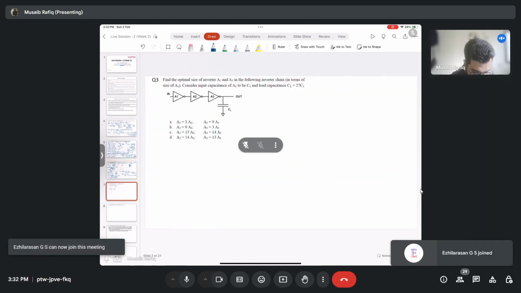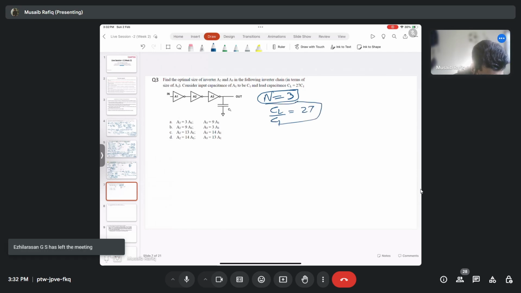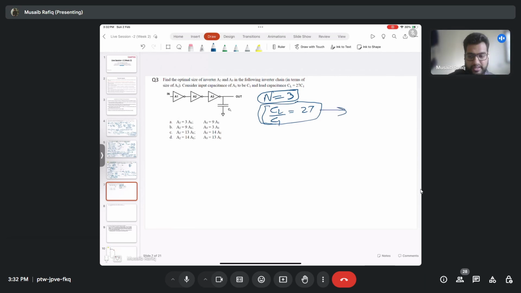Now, question number 3. It asks us to find the optimal size of inverters A2 and A3 in the following inverter chain in terms of the size of A1. Consider the input capacitance of A1 to be C1 and the load capacitance to be 27 times C1. I think you have already seen this type of question in your lecture slides as well. So here we have the number of stages, n, equal to 3. We'll first write the values we have: CL by C1 is given to be 27, and there is a particular name associated with this CL by C1. It's represented by a particular letter. What is it called?